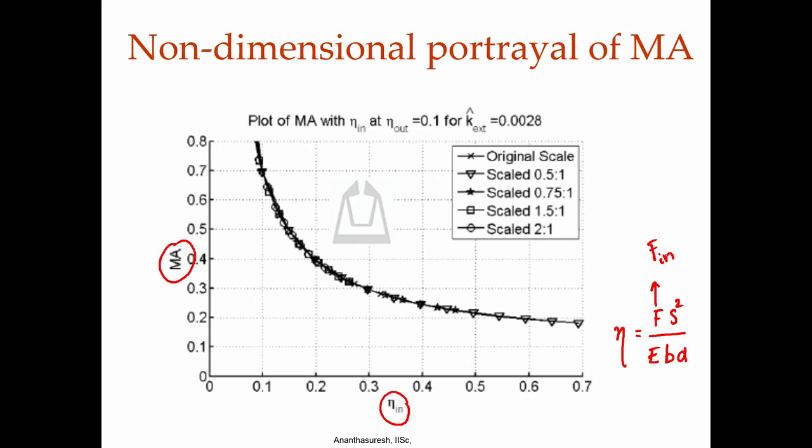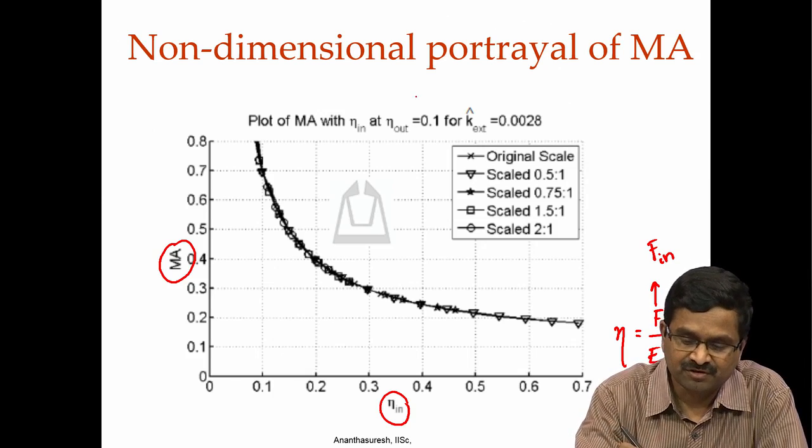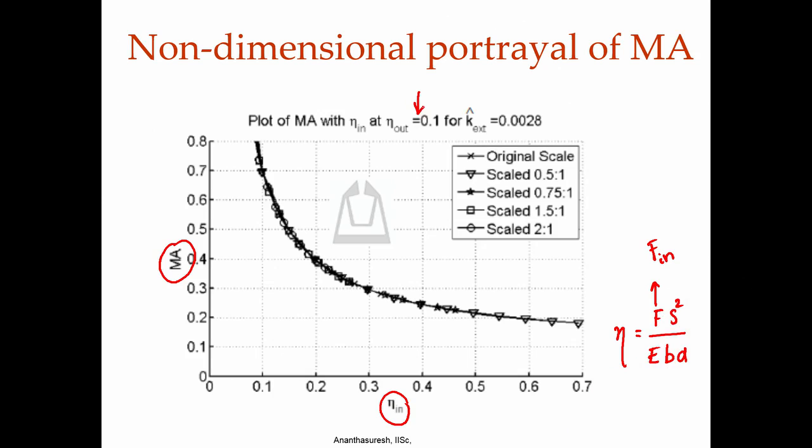If you think about mechanical advantage type 1, type 2, type 3, either output displacement or force are fixed. Here output force is fixed, in that is also non-dimensional fashion. Eta out is 0.1, eta in is here, where that becomes F in, that becomes eta in. If that is F out, it becomes eta out. And what is shown here is for different sizes, the scaled 0.5:1, 0.75, 1.5, 2:1, and then there is an original scale. They all lie on a curve. That is what we had said, that they will all lie on a curve. This is for this mechanism, a compliant gripper, they all lie on a curve.